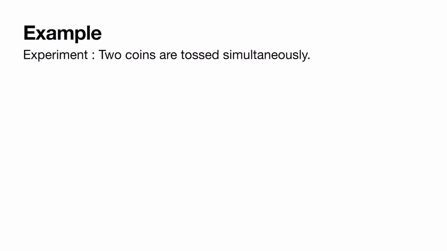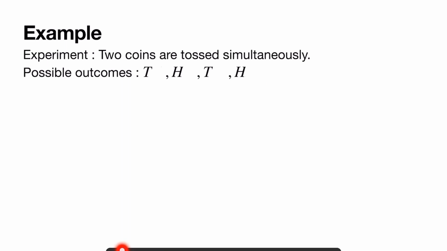Let's take a look at an example. You have 2 coins that are tossed simultaneously. We make this kind of experiment, a very classic experiment, which we learned in the previous lecture. Let's say the possible outcomes when you toss 2 coins: you're going to get head or tail. You're going to get head first, then later tail.